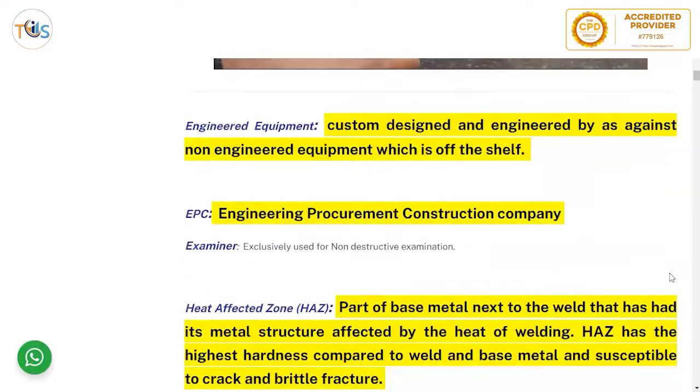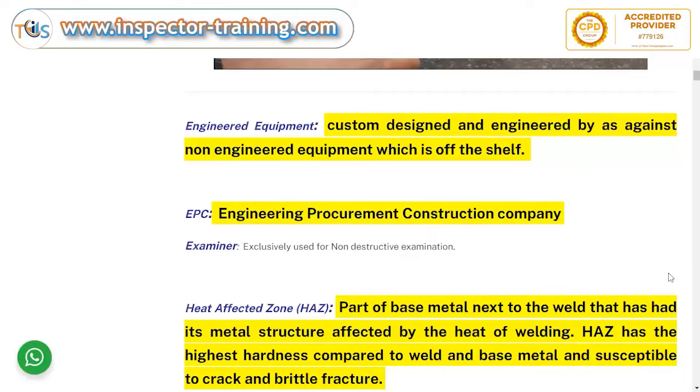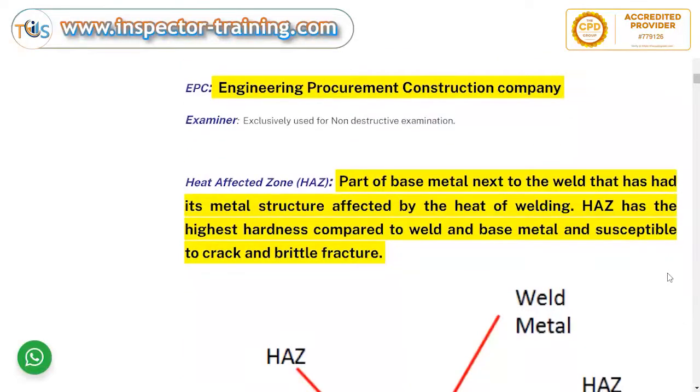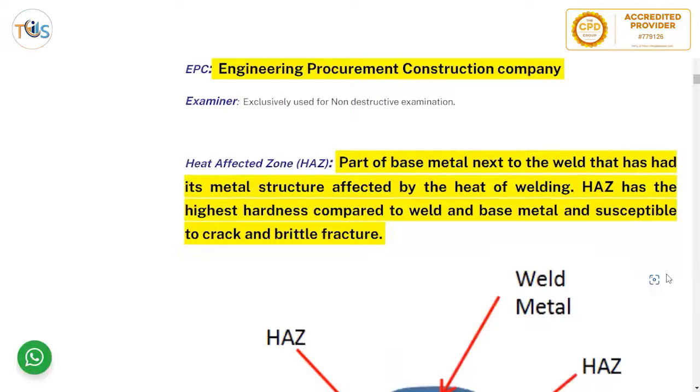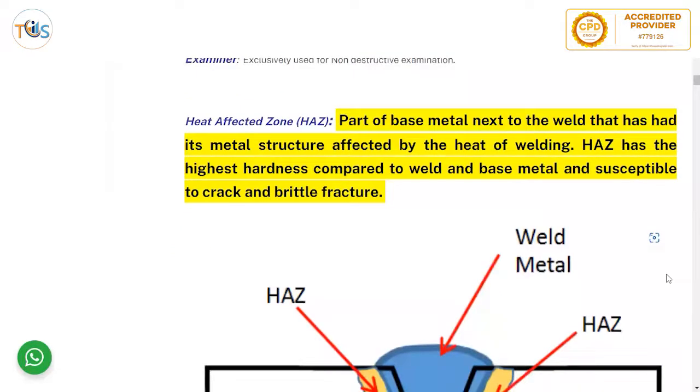Engineered equipment are custom designed and engineered, as against the non-engineered equipment, which is off the shelf. EPC is actually engineering procurement construction company, and examiner is exclusively used for non-destructive examination.